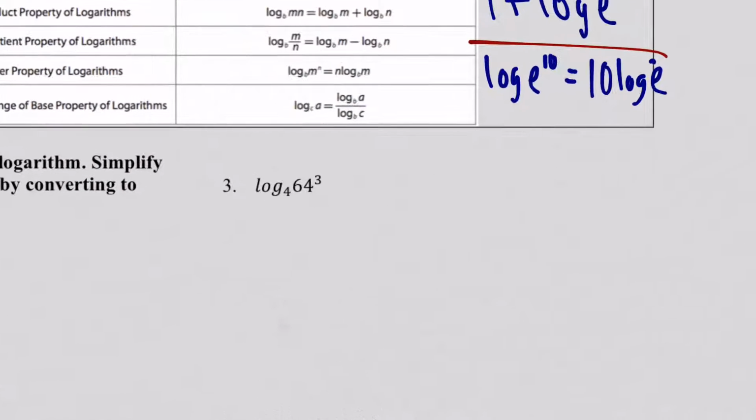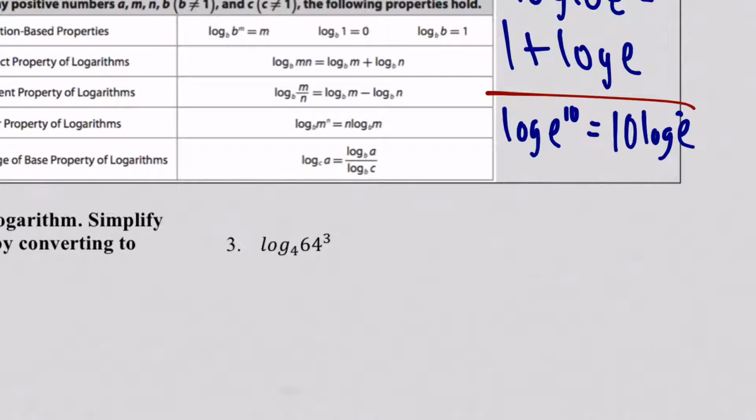All right, let's try one more. Number 3, log base 4 of 64 to the third power. Log base 4 of 64 to the third power. So what I see here is a logarithm with a base 4. That is not very useful. And your input is 64, but it has a power on top of it. So I'm going to go up here to my properties to see if I see anything that can help me here.